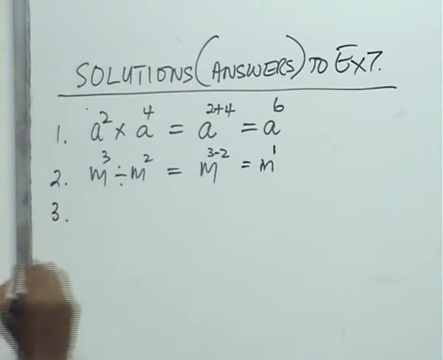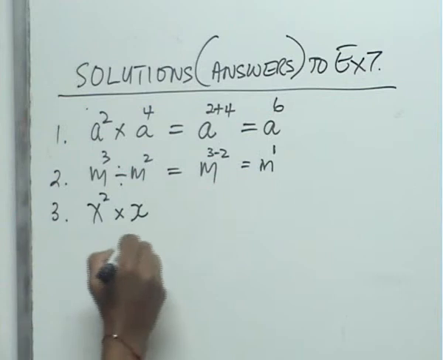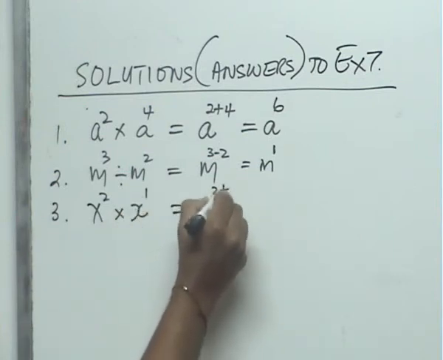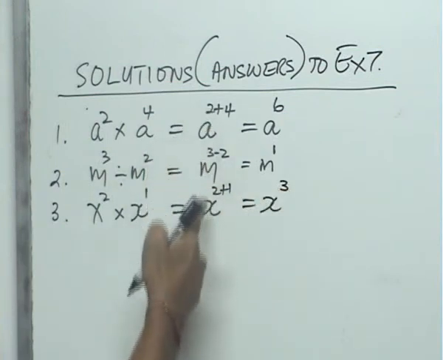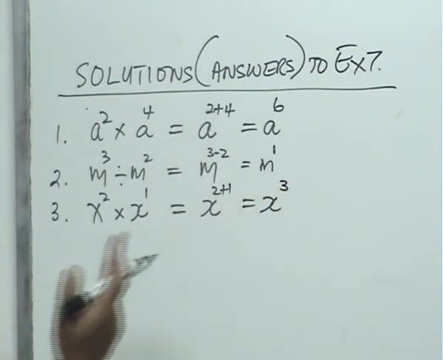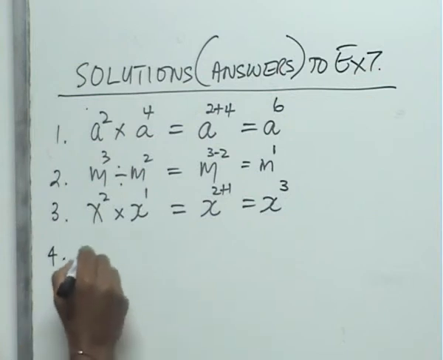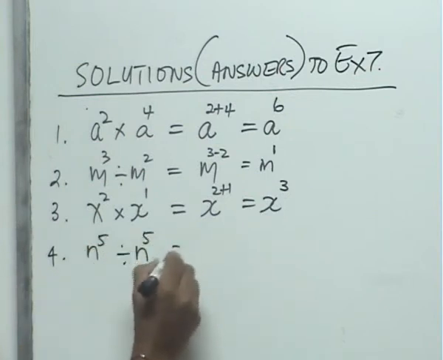Number 3, x squared times x. Well, the 1 is understood, so it's x to the 2 plus 1, which gives you x to the 3. There's no need for you to show this working, but I am showing it so that people understand exactly how we got the answers. Number 4, n to the 5 divided by n to the 5.